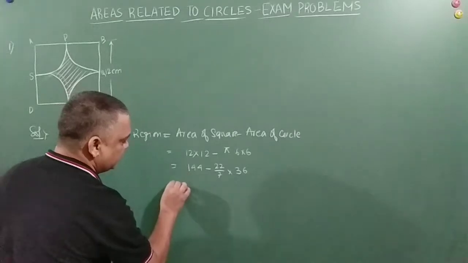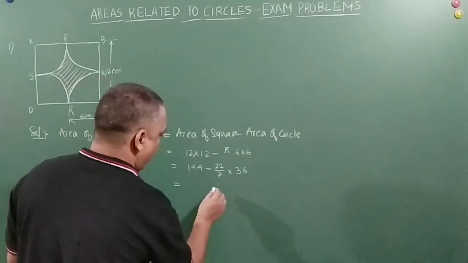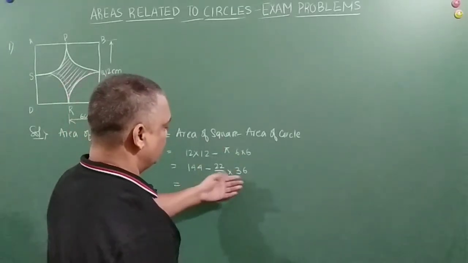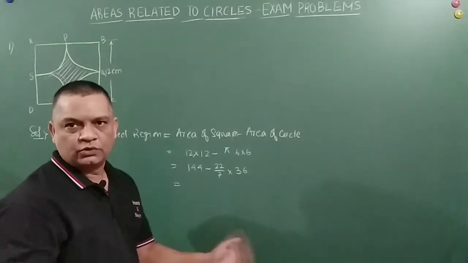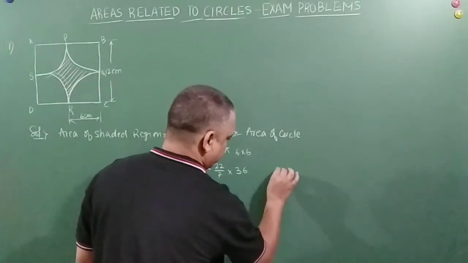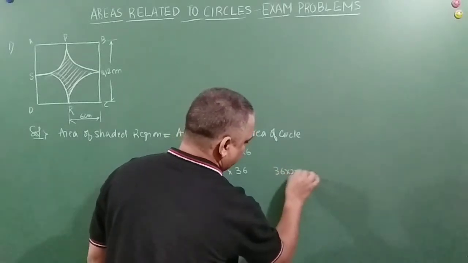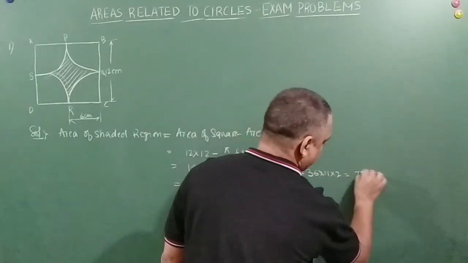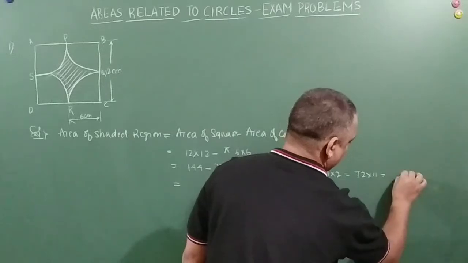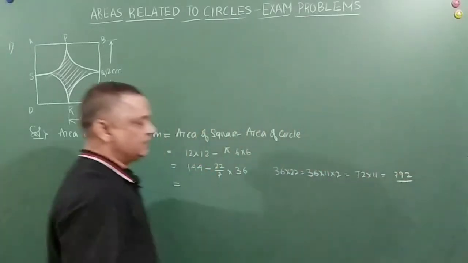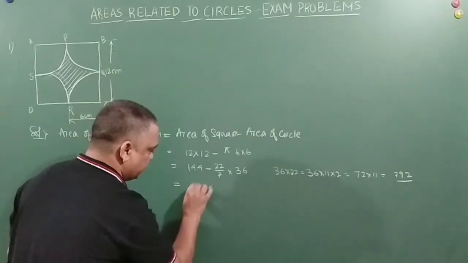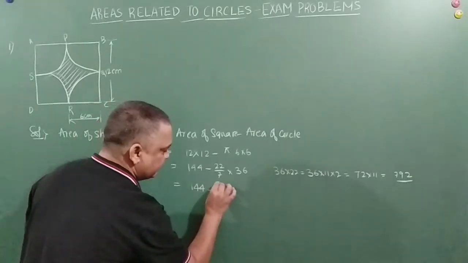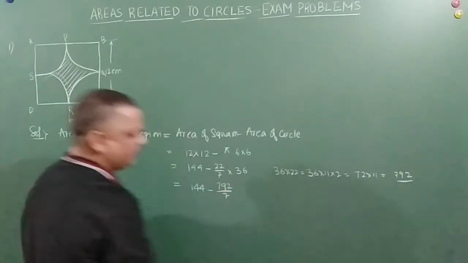So we need to basically solve it, friends. So we can take 36 into 22, which is equal to 36 into 11 into 2, which is equal to 72 into 11, which is equal to 792. This is how you can actually break it and write the answer, right? Because 792 divided by 7, correct?